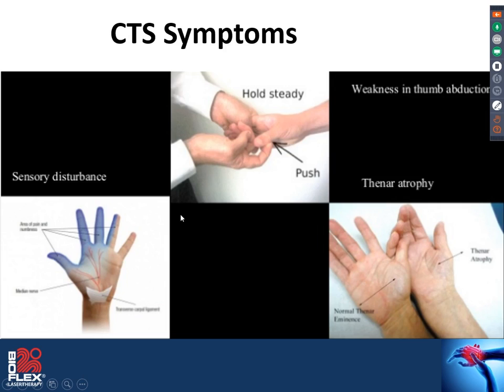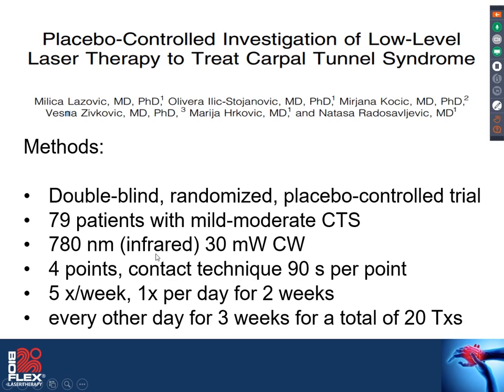Some of the symptoms I'm sure we're all familiar with, whether it's a sensory disturbance in the median nerve distribution, with long-term compression of the nerve, you start to see weakness and thenar atrophy. So these are all symptoms that you're looking at to gauge the severity of the carpal tunnel syndrome.